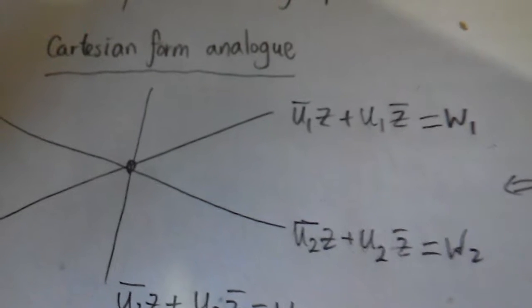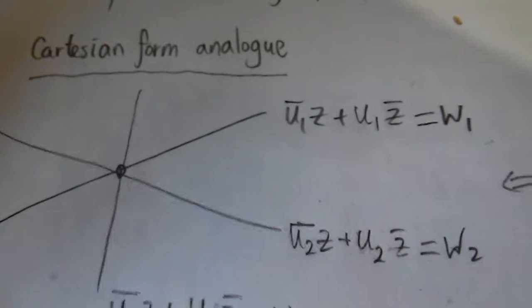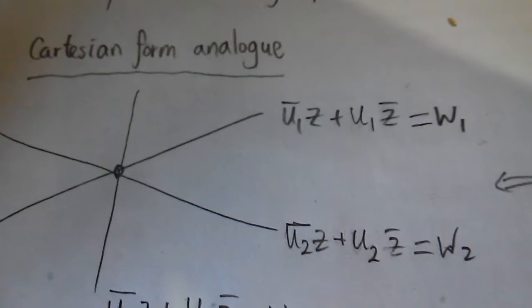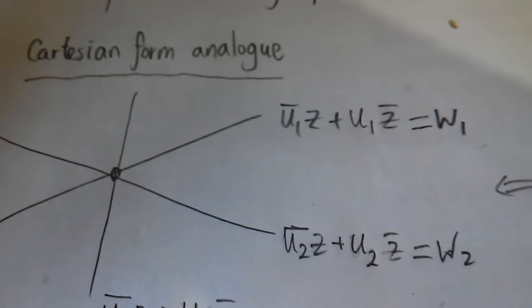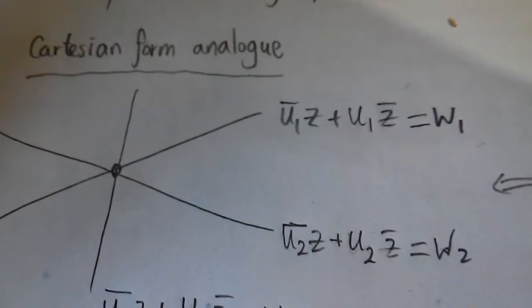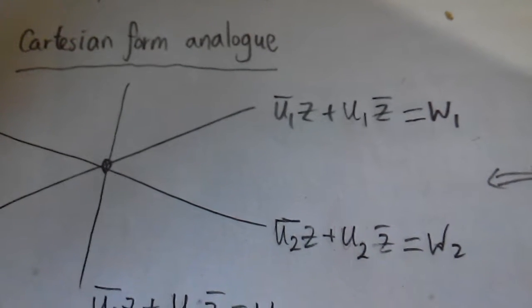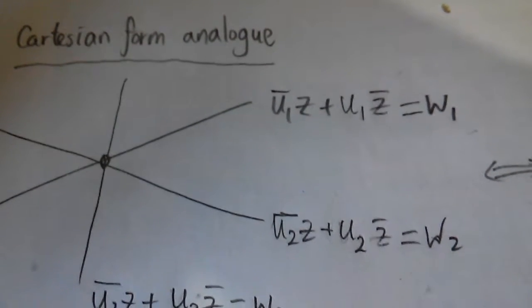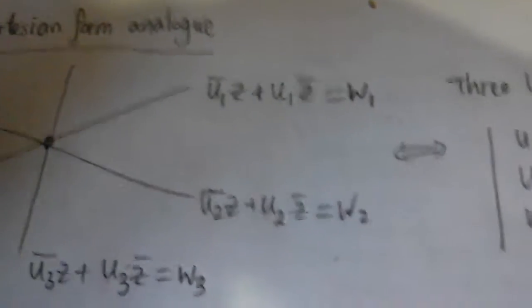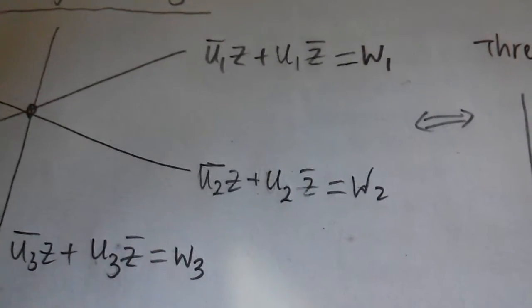And if I want to do this in the complex plane, then it's similar. I just do the Cartesian form analog. So I have u1 bar z plus u1 z bar equals w1. If you notice, the left hand side is in fact a dot product. It's two times the dot product between u1 and z. And then w1 is a rational number or real number, because the dot product is usually rational or real. And so on. These equations are the lines.